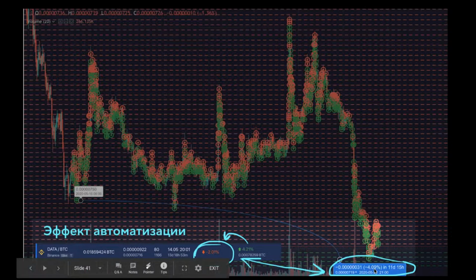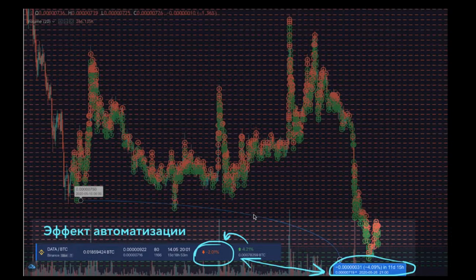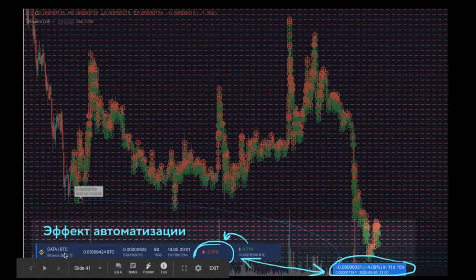All right, but what happens when we apply automated trading strategies to let the bot accumulate profits for us, regardless of the price direction? In this case, the investment change would only be minus 2% because of the added value that the bot has managed to add to our investment.